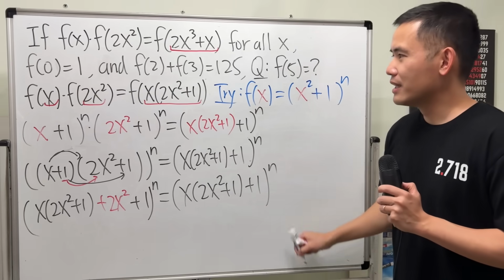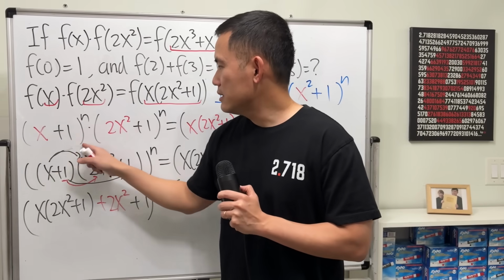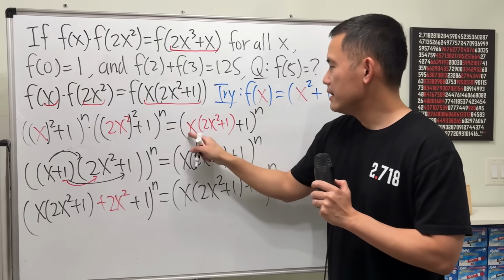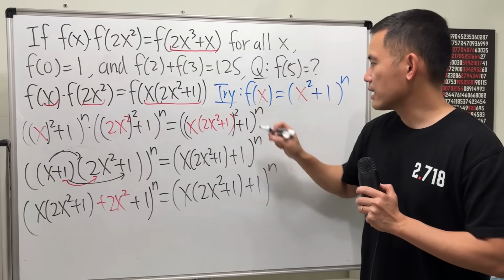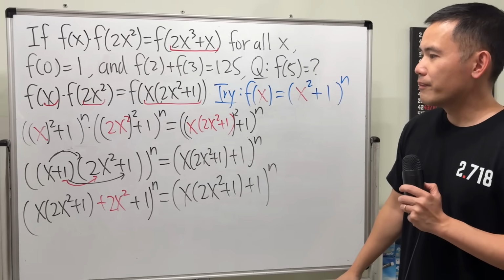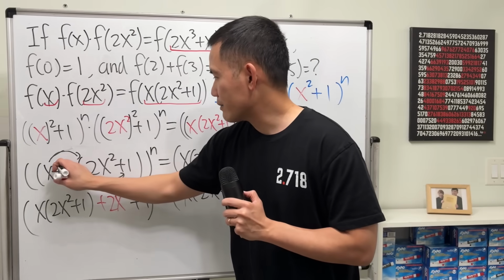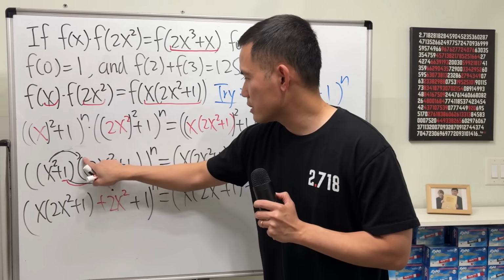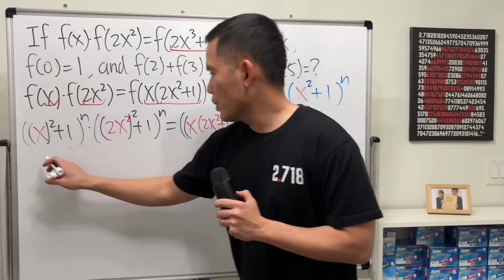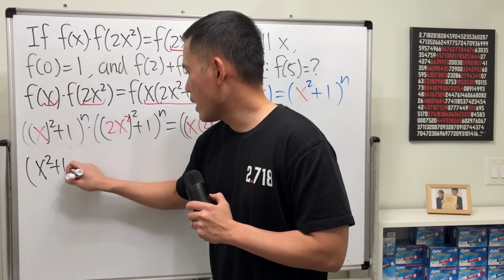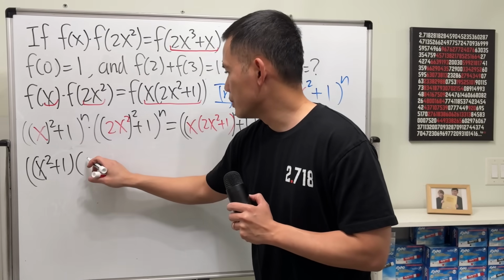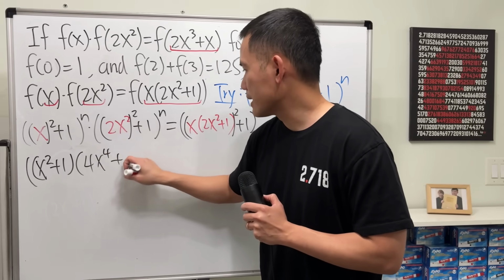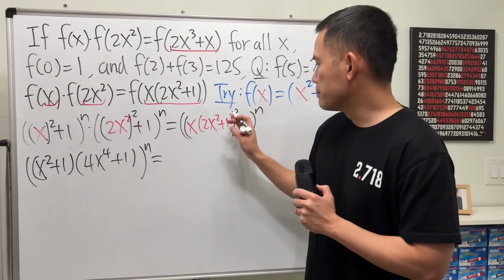So if I make that change, f of x will be this thing, but the x will be to the second power. And this thing right here will also be to the second power. And this thing right here will also be to the second power. Okay, and then this right here, we will just have to change to x squared. Good. But this right here will become this thing squared, which is, let me just rewrite everything again. So we have x squared plus 1 times this thing, which is, let's expand it. So it's 4x to the 4th power and then plus 1. And then to the nth power. And let's make it equal to this.